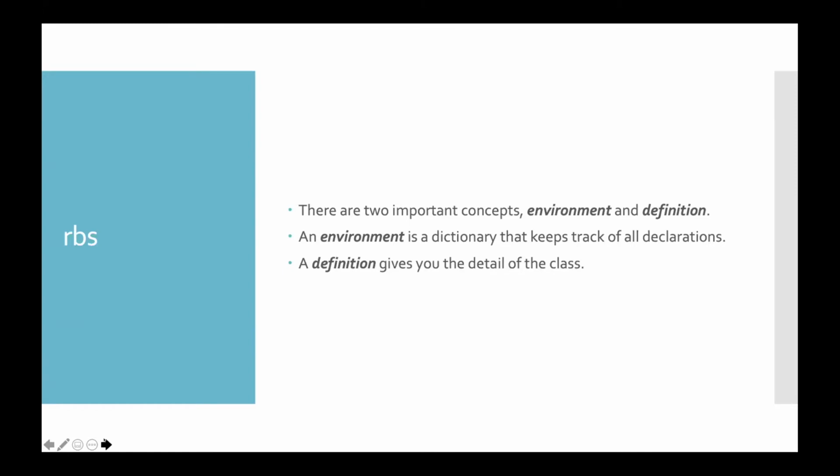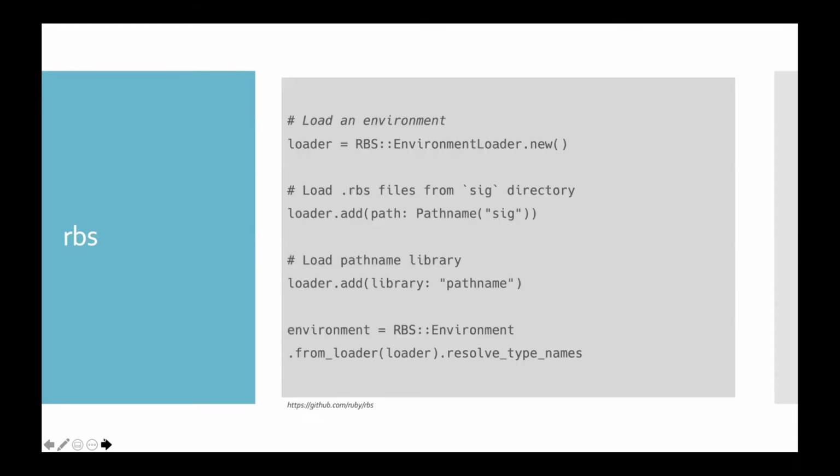When it comes to how you organize RBS files, there are two clear distinctions: the environment and the definition. The environment is essentially the thing that contains all of the various definitions, from what ships with Ruby itself and any custom RBS files that you might have. And then the definition, which is essentially what I showed you on the previous slide, is how your particular class is defined, all of the attendant class and instance methods that go with it.